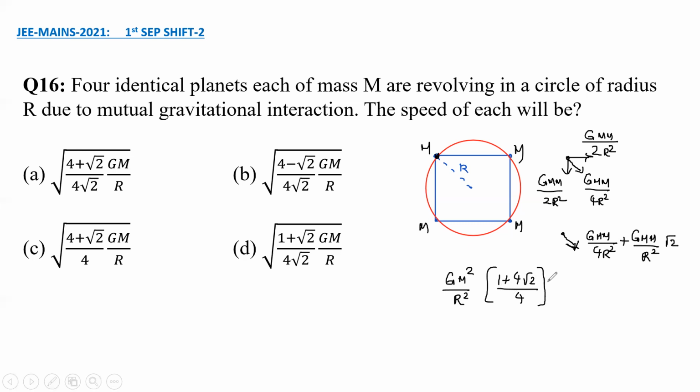And now we need to equate this to m v square divided by r. So the net force acting on this mass is equal to mass into the necessary centripetal acceleration of this planet. So accordingly, V comes out to be under root of Gm by R times square root of 1 plus 4 root 2 divided by 4.